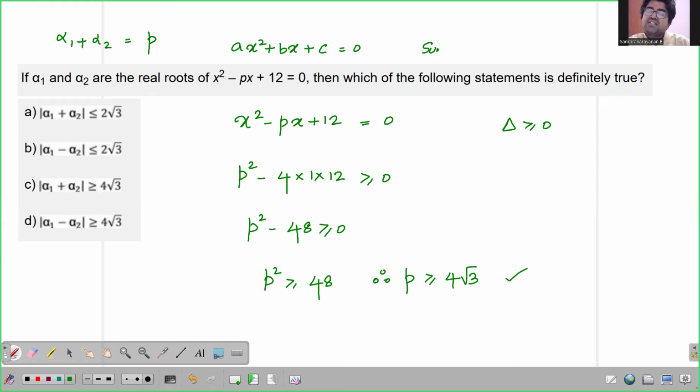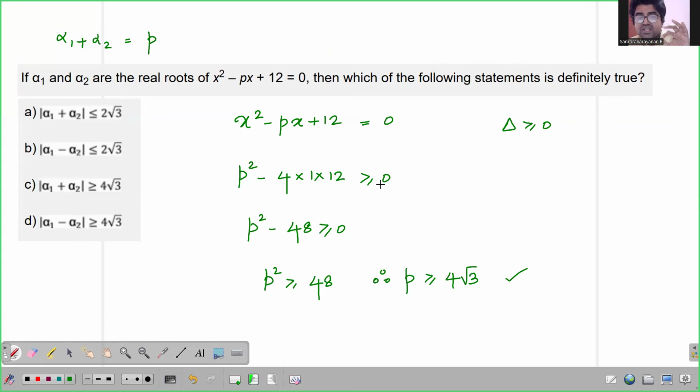I hope you remember the sum of the roots is minus b by a, and the product of the roots is equal to c by a. I hope you remember this result. So here, when I consider the sum of the roots, it is minus b by a. Sum of the roots is minus b by a, product of the roots is c by a.